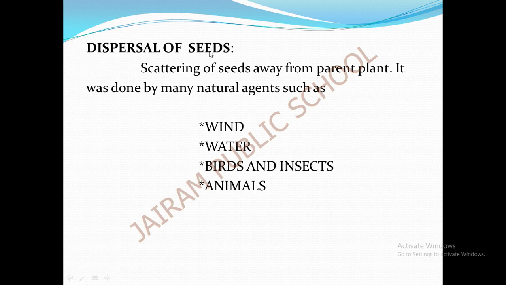So what is happening? These agents will disperse the seeds from their own parent plant. What are these agents? Wind, water, birds and insects, and animals. So these agents will disperse the seeds from the parent plant, and the seeds get dispersed and will grow into a new plant. Okay, let us see all these agents in brief.